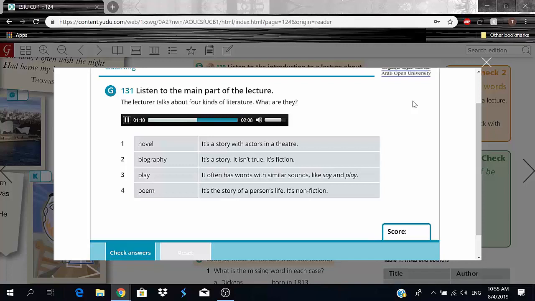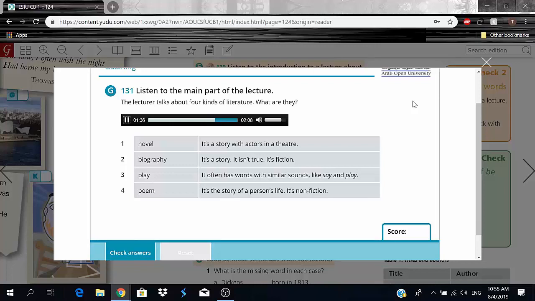Thirdly, literature includes plays. A play is also a story. Actors bring the story to life in a theatre. William Shakespeare is the most famous author of plays in English literature. He was born in 1564, but like Dickens, his works are still popular. His most famous play is Romeo and Juliet.